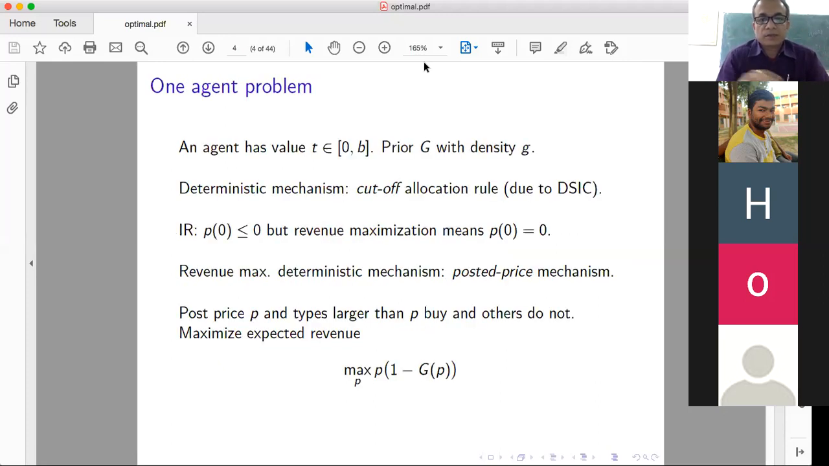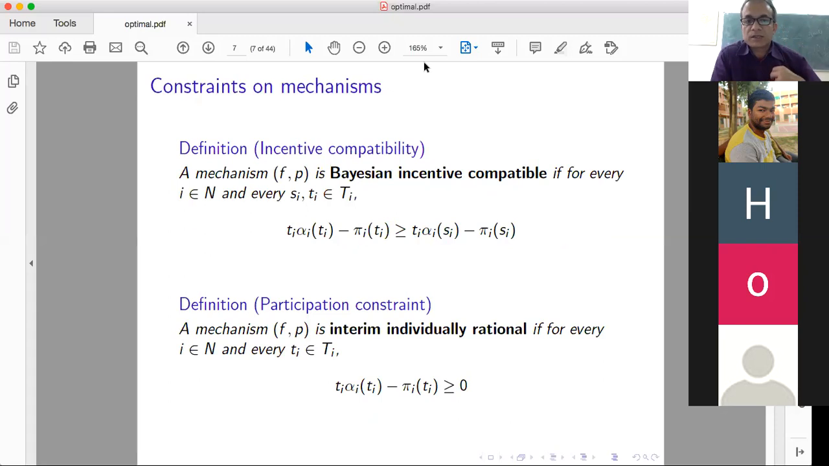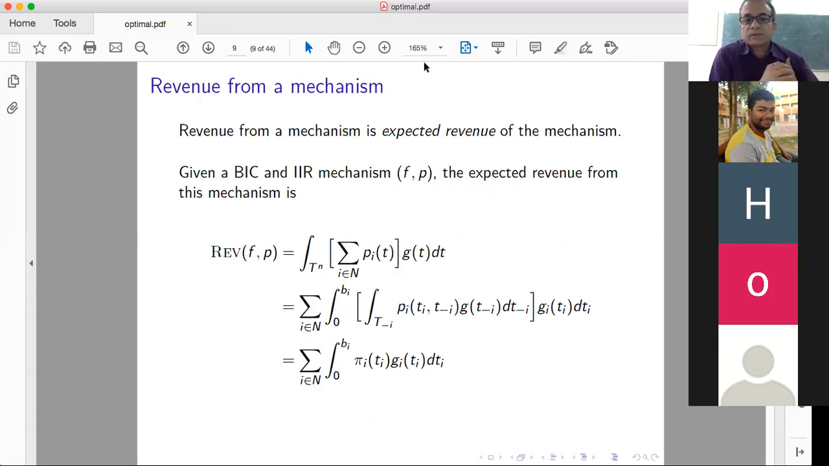So let me quickly recap how we did it. We started with imposing very weak notions of incentive and participation constraints, which are Bayesian incentive compatibility and interim individual rationality. Okay, so these are the constraints that we put, and our objective is to maximize expected revenue. This is a very natural problem.